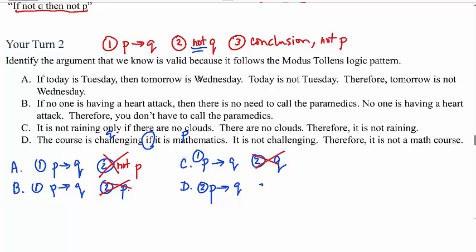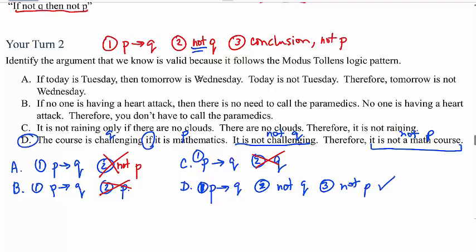Now the next statement, that was supposed to be statement 1. Let's fix that. The next statement, statement 2, is it's not challenging. Not challenging is not Q, which is exactly what we're looking for. So far, so good with that. Now let's see what the conclusion of the argument is. It's supposed to be not P. It says, therefore, it is not a math class. So this was not Q, and yes, this is not P. So D is the correct answer.